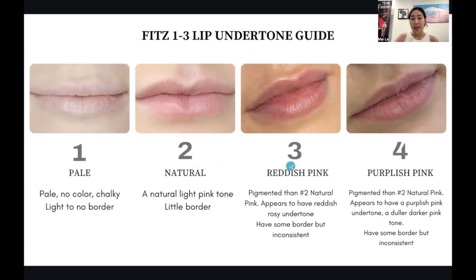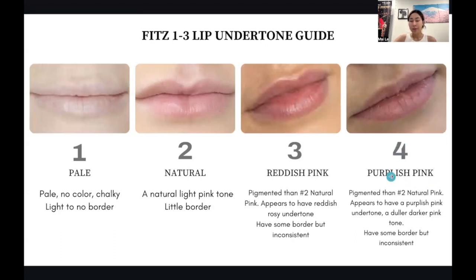Three is a reddish pink. This is more pigmented than our number two, natural pink. It appears to have a reddish, rosy undertone. And because they have more undertone on their lips, they seem to have a little bit more border. Every now and then you're going to see this type of lips where their borders get really zigzaggy, like they're about to lose their border. That happens because they have borders, but the borders can be inconsistent.